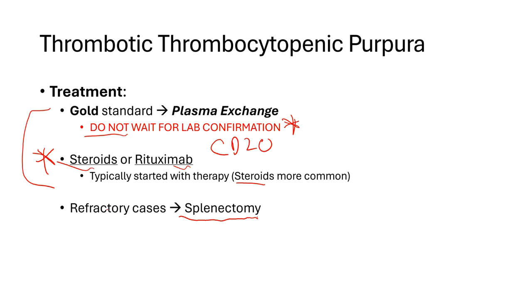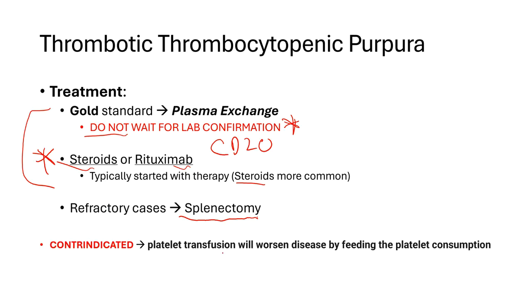It is also high yield to understand that platelet transfusions are contraindicated in TTP, as this will actually worsen the disease, worsen those symptoms by feeding the platelet consumption. But the big takeaway is to understand that plasma exchange is the gold standard for TTP treatment.